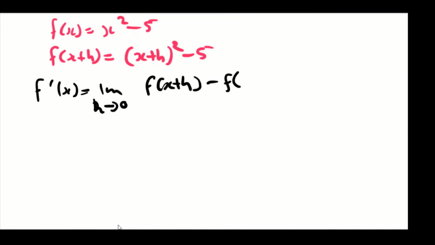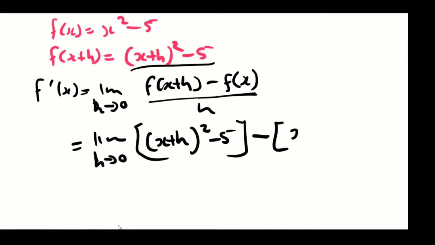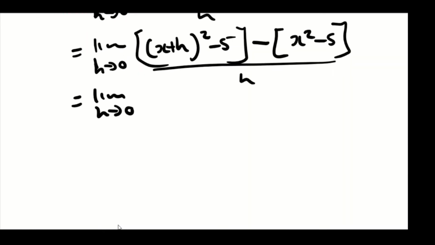Please write the formula, don't omit it, h, and then the limit when h approaches 0. So you're just going to write this expression here of x plus h squared minus 5, right? I'm just going to put the brackets there, minus x squared minus 5, divided by h. So the limit when h approaches 0 is, let me do this portion aside.